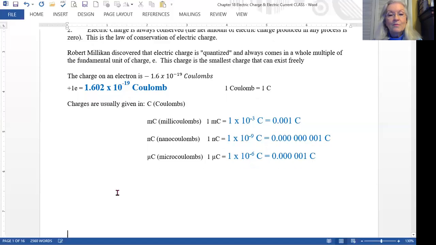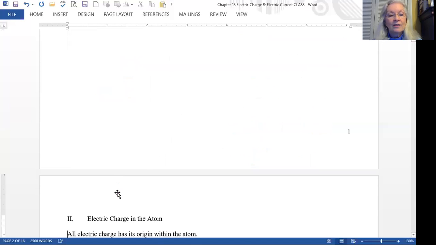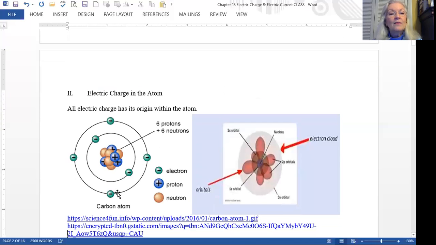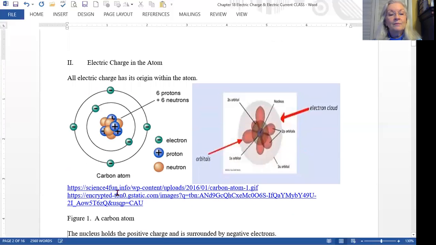All right, moving right along. So let's talk about some of the charge in the atom. Got ahead of myself here. So all electric charge has its origins inside an atom. As an example, this is meant to be a neutral carbon atom.